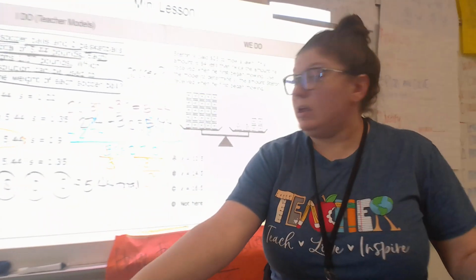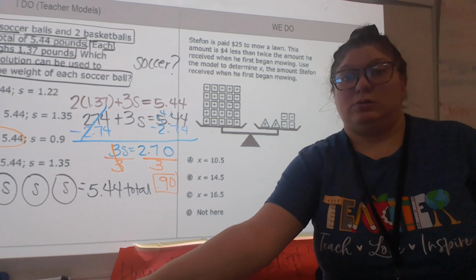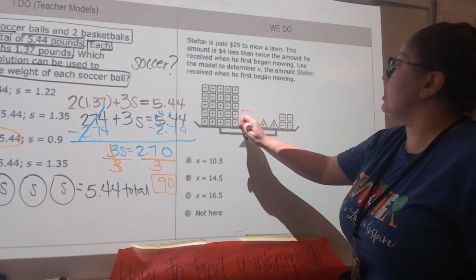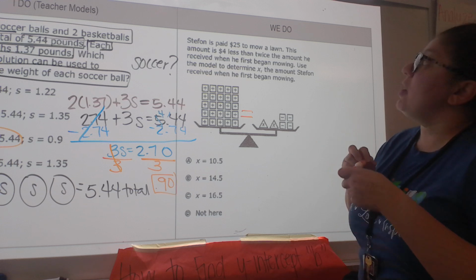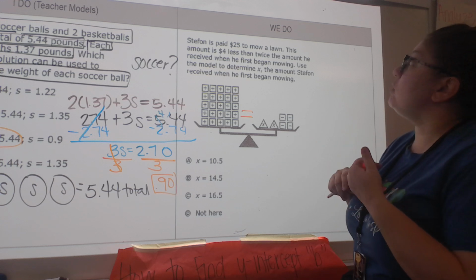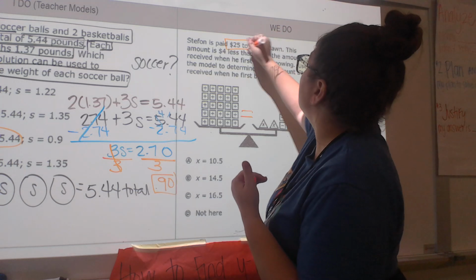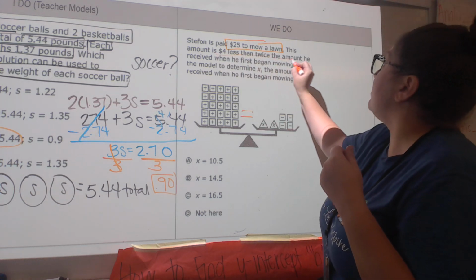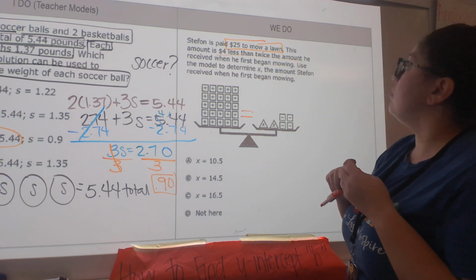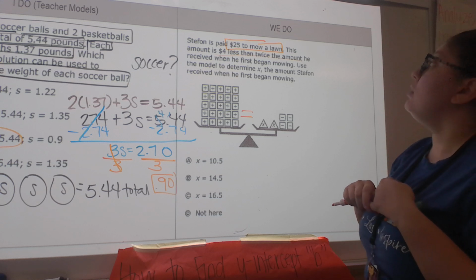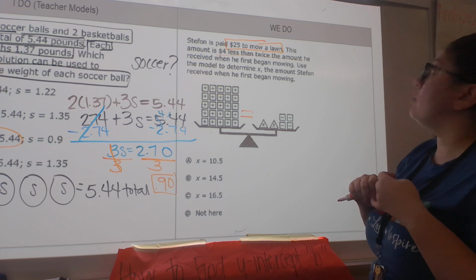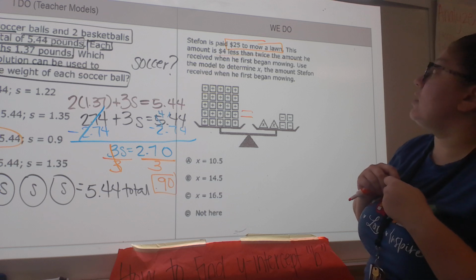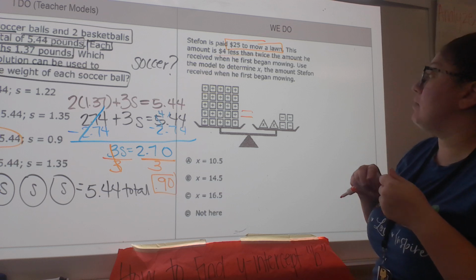Okay, you guys, let's do the next one. If I notice, I have a balance beam, so we know that is equal. Stefan is paid $25 to mow a lawn. This amount is 4 less than twice the amount he received. Ooh, somebody's shorting him. He received when he first mowed the lawn. Use the model to determine X, the amount Stefan received when he first began mowing the lawn.